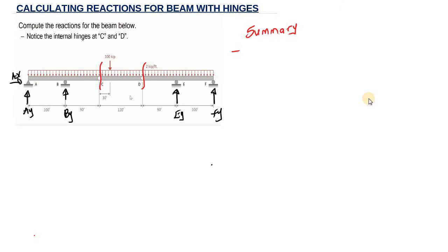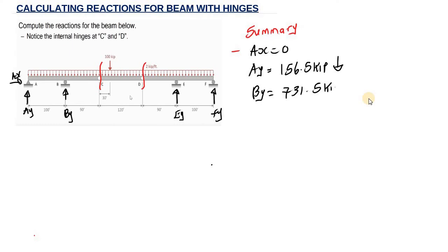Now the first force, AX, is equal to 0 because we don't have any horizontal force on this beam. And AY, we calculated AY as 156.5 kip, and this was acting downward. Then we calculated BY as 731.5 kip, and this was acting upward.